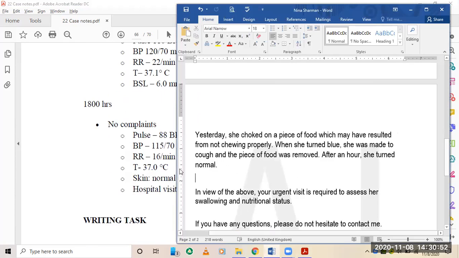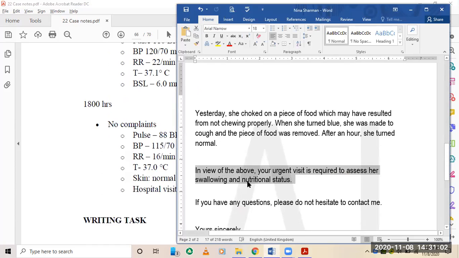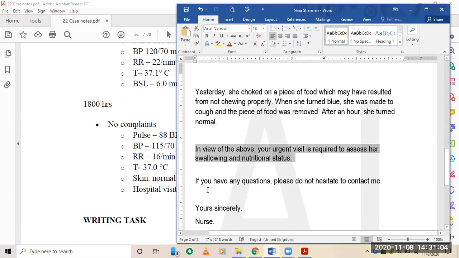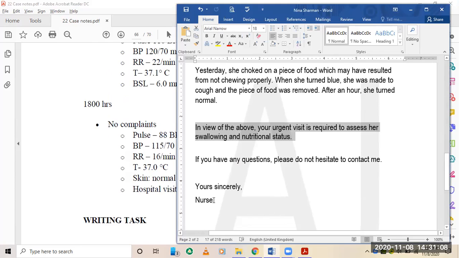Then what else? Then there's not much of a closing there. So in view of the above, your urgent visit is required. So please come as soon as possible to assess her swallowing and nutritional status. The other part, yes, if you have any questions, please do not hesitate to contact me. Yours sincerely, nurse or registered nurse, because my name is not given here in the case notes.